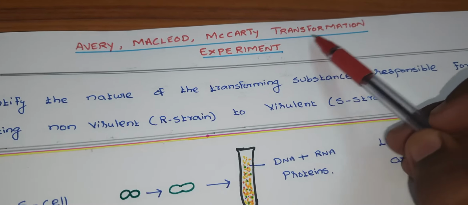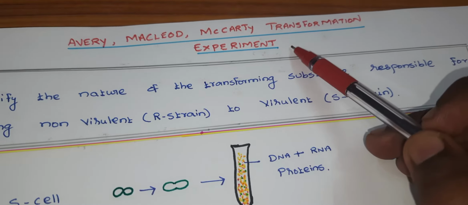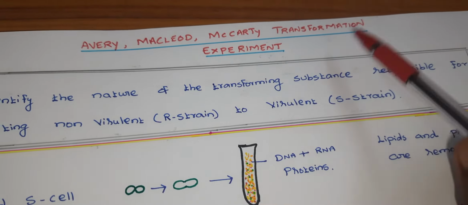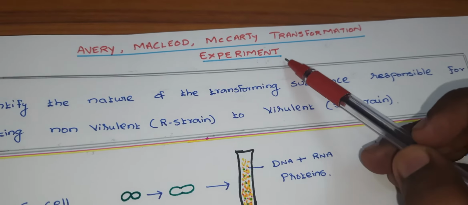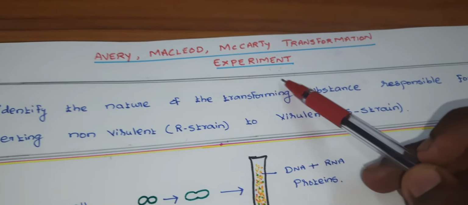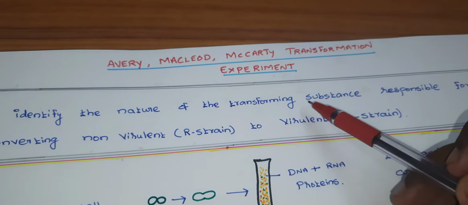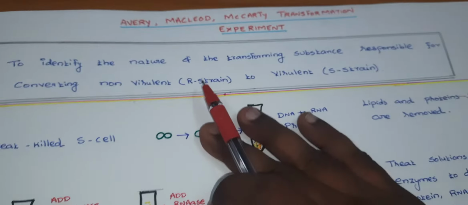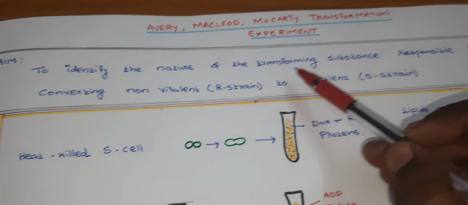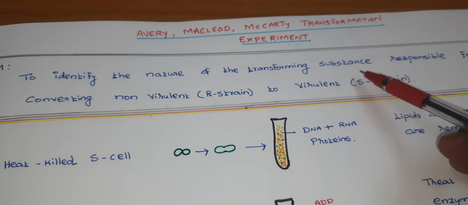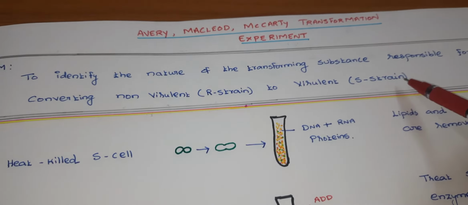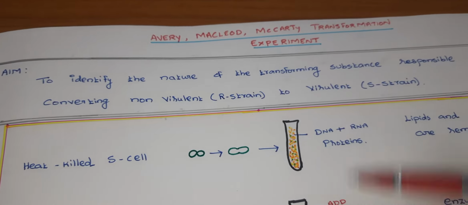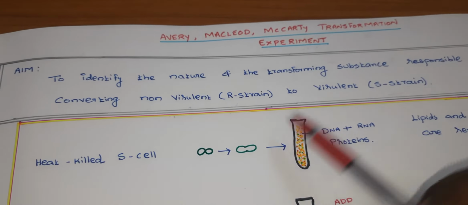This transformation experiment further proves the justification of DNA as a genetic material. It is the continuation of Griffith's transformation experiment. The Griffith experiment leaves a question: what is the transforming principle which converts R strain to S strain of Streptococcus pneumoniae bacteria? Now, let us study this.